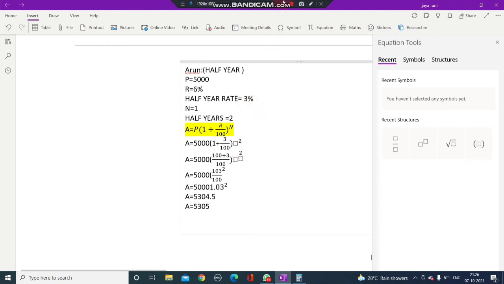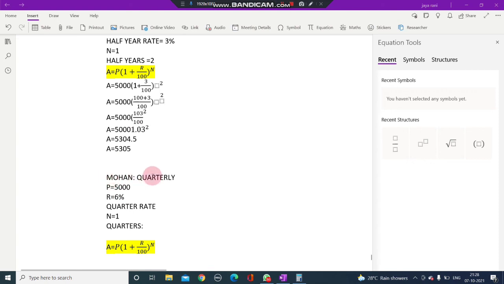Okay, let us do that. Next is Mohan. Mohan's bank is giving quarterly compounding. So P is equal to 5000. And what about the rate of interest? The annual rate of interest is equal to 6%. Then what will be the quarterly compound interest? We know that the annual rate divided by 4 is the quarter rate.